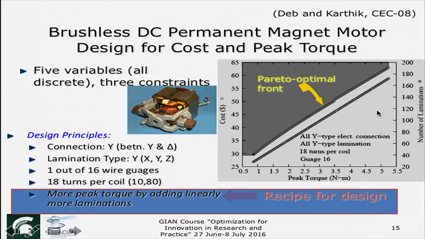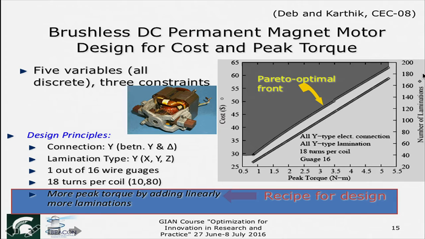So what we observe in this problem is that four out of five variables are exactly the same. All of them have the same value. Two types of electrical connections were considered, Y type and delta type, and Y turned out to be the one. Later we looked into an electrical engineering handbook and found that they recommend a Y type connection for electric motors. So that matches our result. There are three types of laminations, three different shapes. They arbitrarily gave names like X, Y, and Z, and it turns out that all of them have Y.